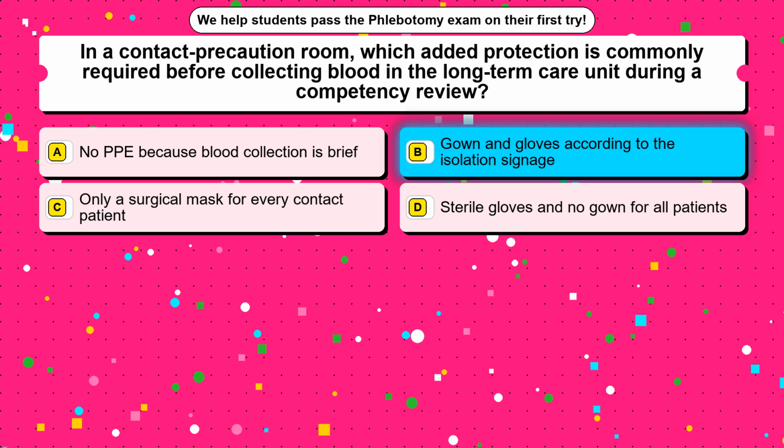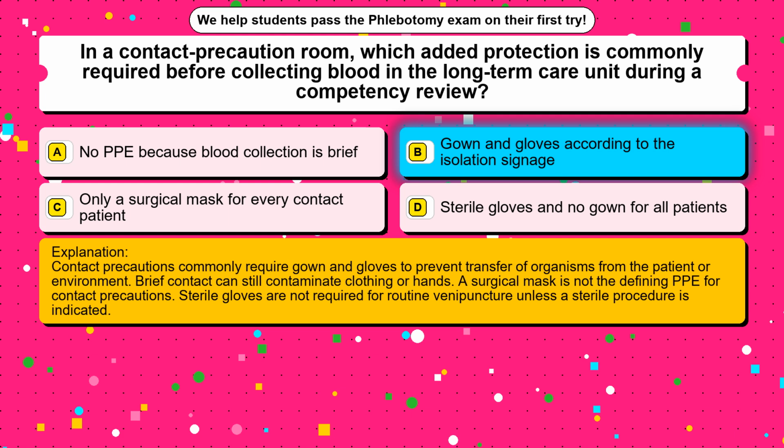The correct answer is option B. Gown and gloves according to the isolation signage. Contact precautions commonly require gown and gloves to prevent transfer of organisms from the patient or environment. Brief contact can still contaminate clothing or hands. A surgical mask is not the defining PPE for contact precautions. Sterile gloves are not required for routine venipuncture unless a sterile procedure is indicated.